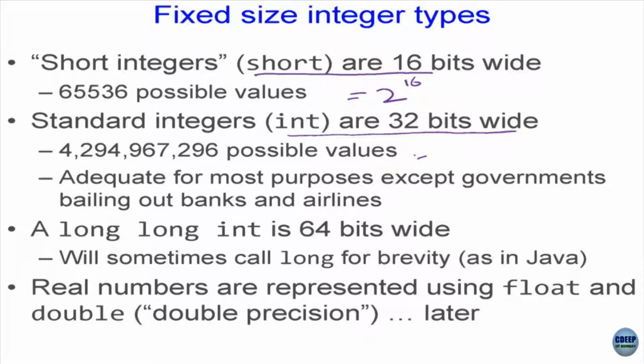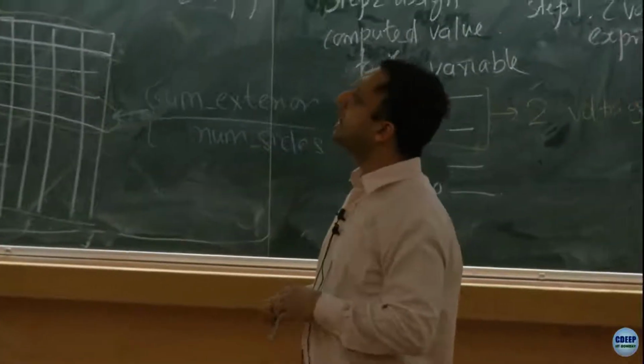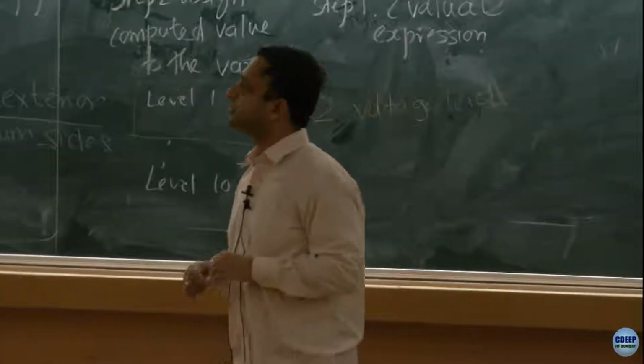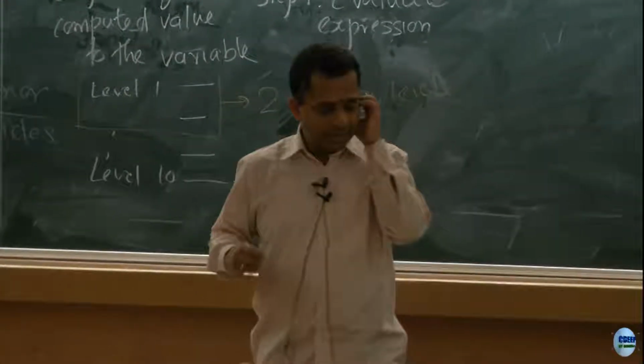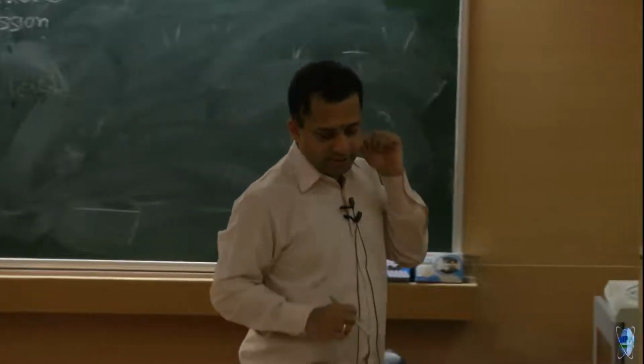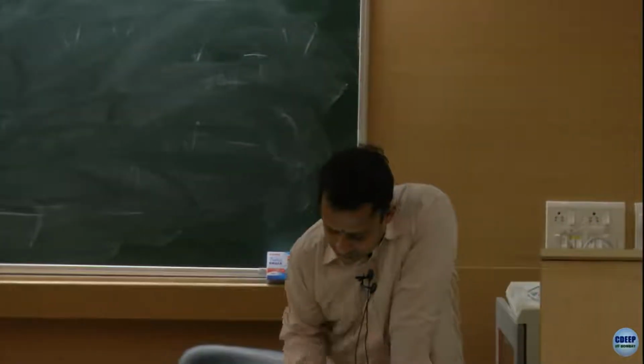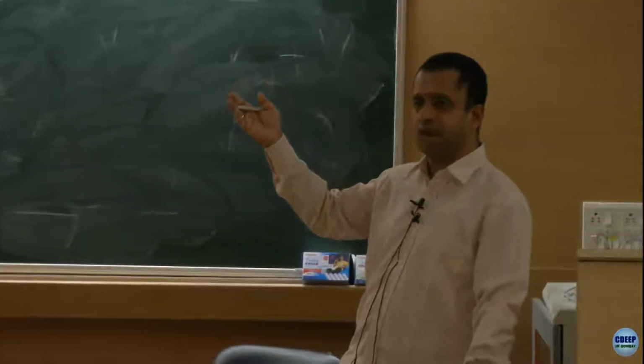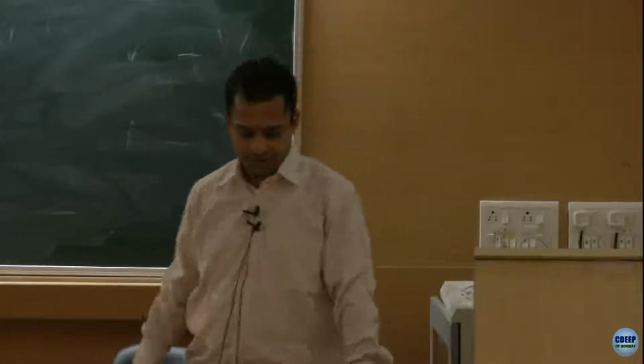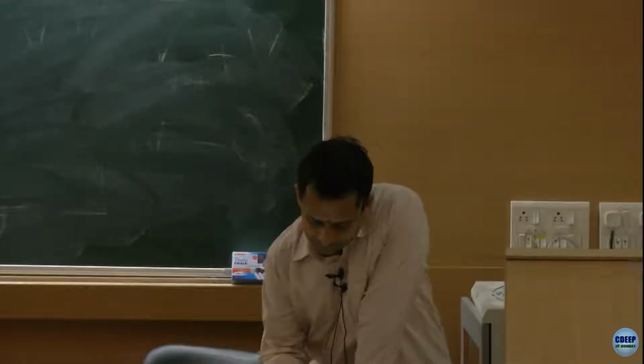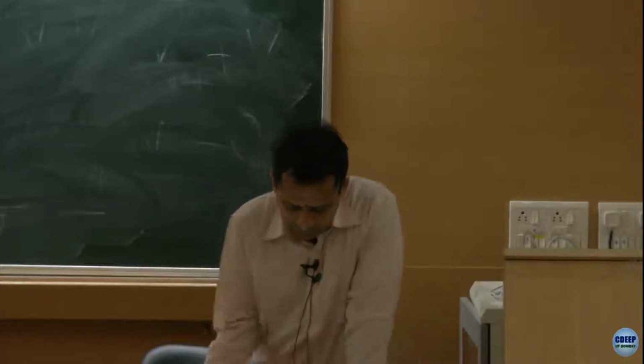Sometimes you also want very long integers to be accommodated. For example, Aadhaar IDs, plenty in number. Obviously we can't fit them into just 4 billion, given the population of our country. So they are called long int, that is 64 bits wide. You have a long in Java as well, which is another programming language. So long int is 64 bits wide.